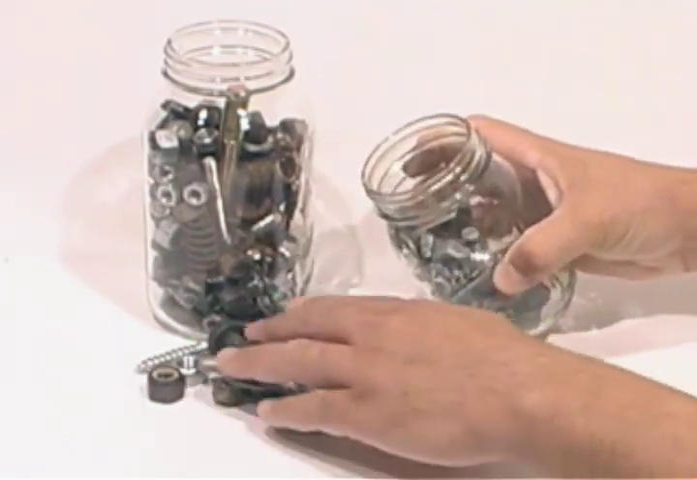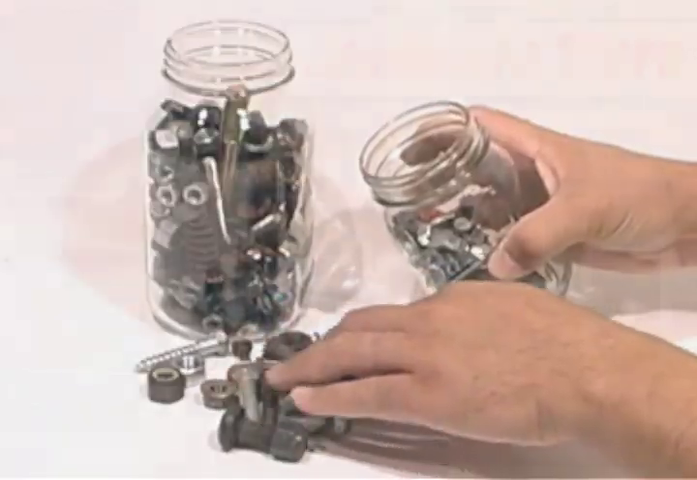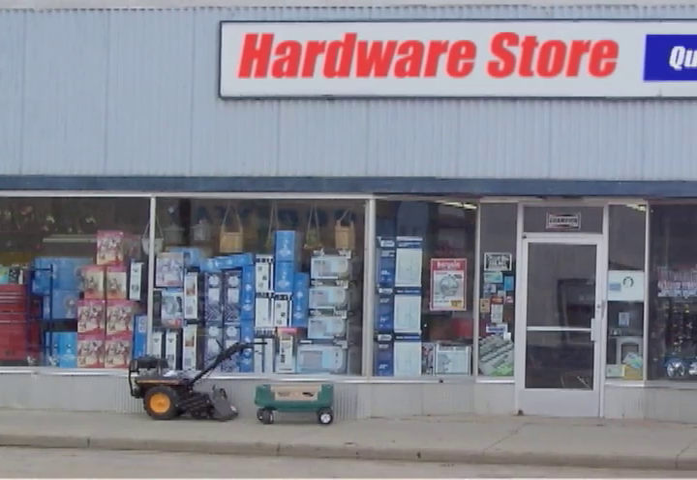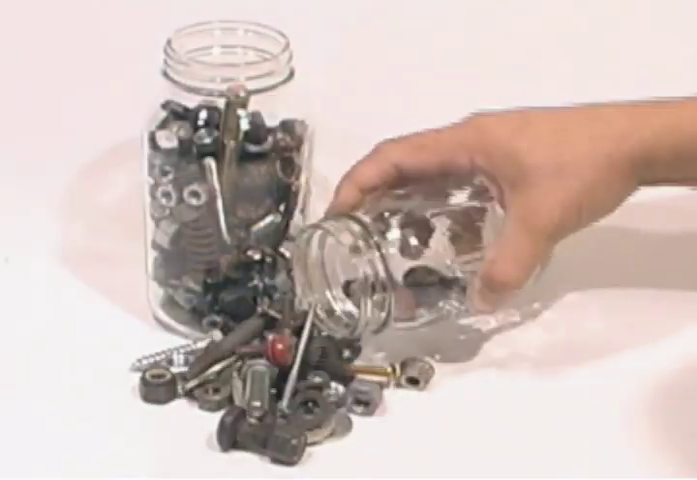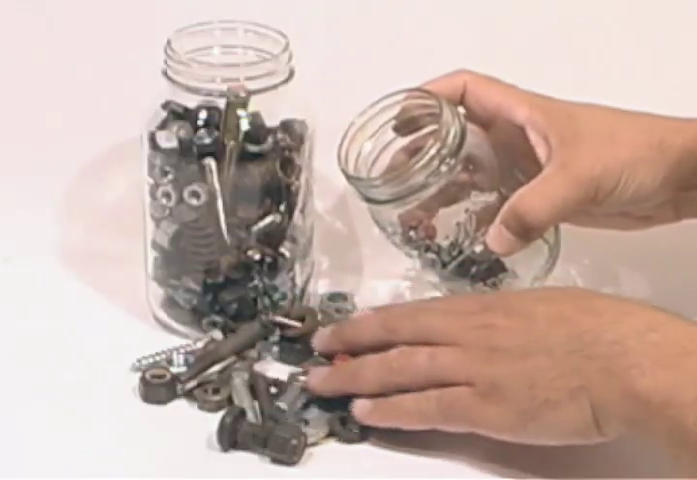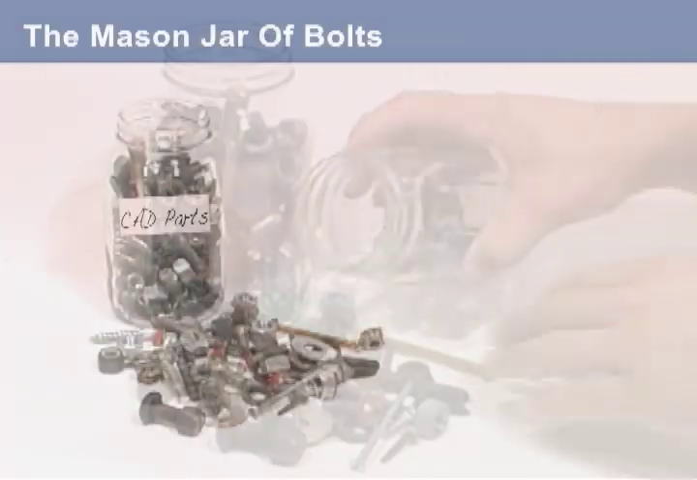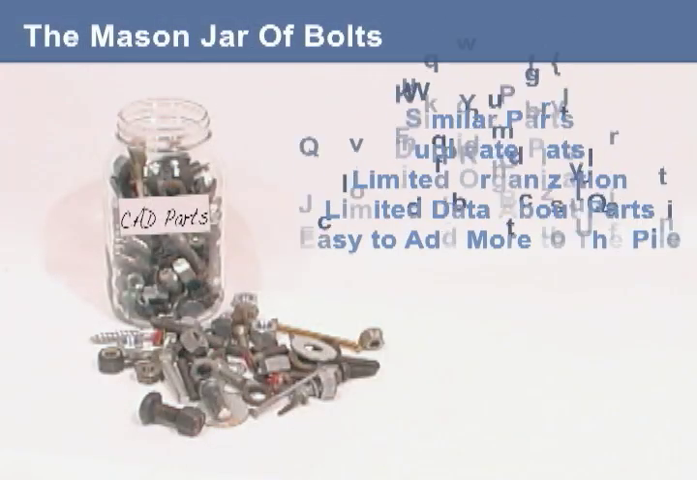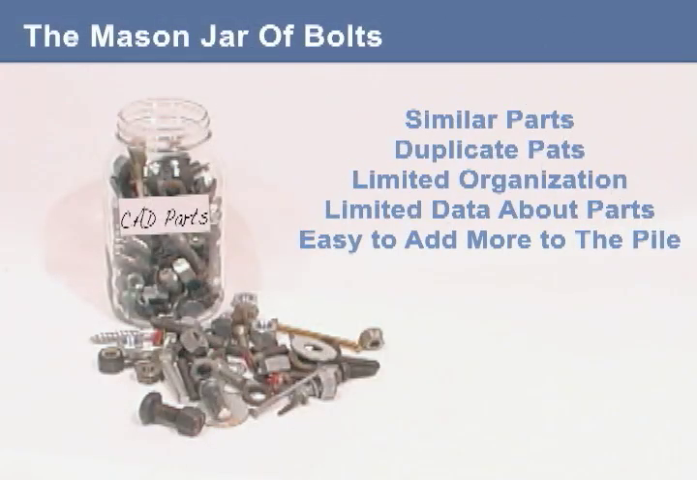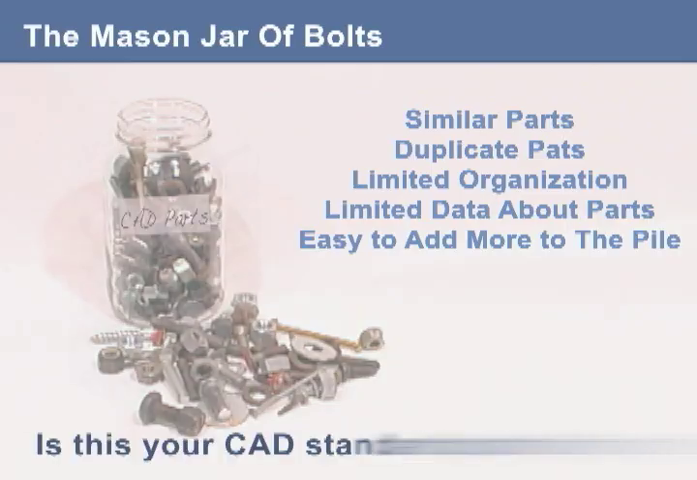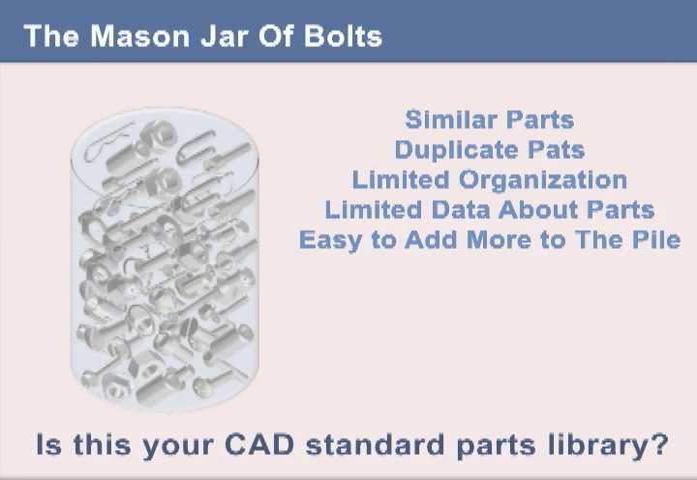So these parts rarely get used because it is actually easier to go to the hardware store and just buy a new one. Over time, these parts just continue to pile up, while you continue to spend more money to buy new parts at the store. The problem with the jar of bolts is that there is limited organization, similar or duplicate parts, no information about the parts, and it is too easy to keep adding to the jar of parts. This is a lot like the challenges you face finding the right part in your 3D standard part library.